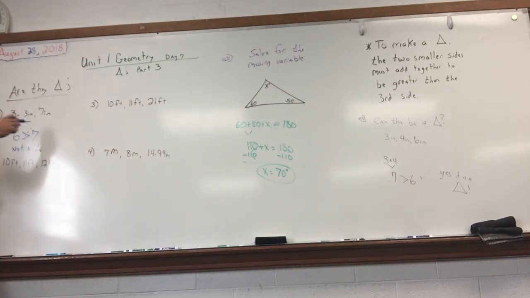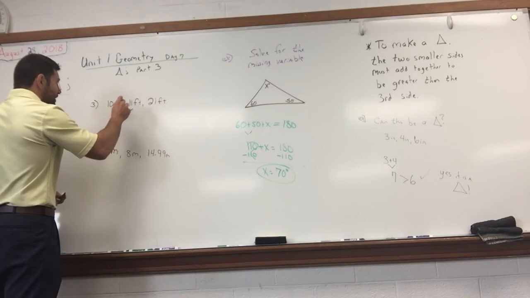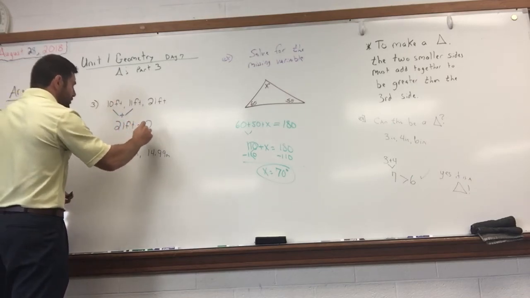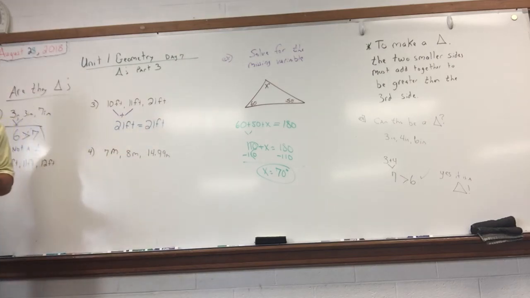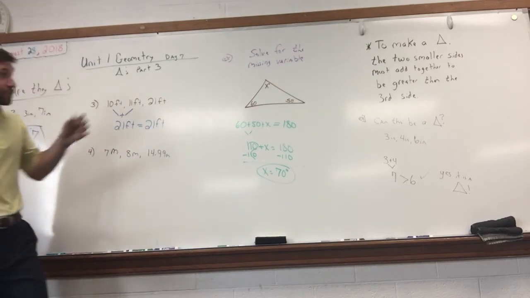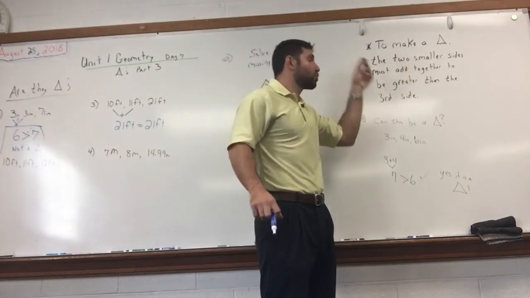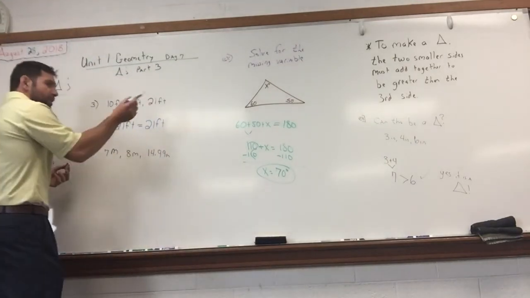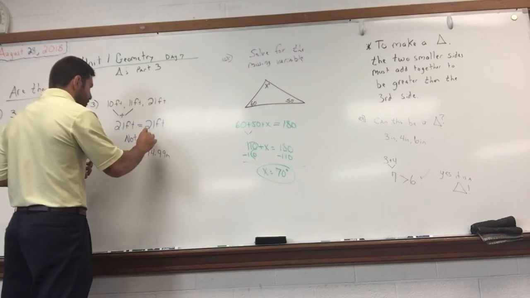If I ask you to prove it, you need to have this whole portion. This one, 10 plus 11 is 21 feet, is equal to 21 feet. And a lot of you said, Mr. H, what happens when they're equal? Well, let's go back over. The two smaller sides must add together to be greater than. Is this greater? No, 21 is not greater than 21, so it's not a triangle.